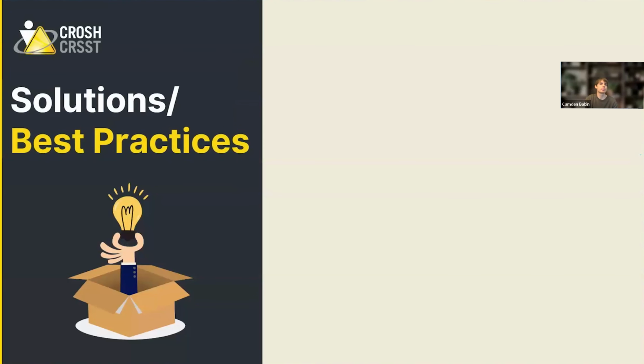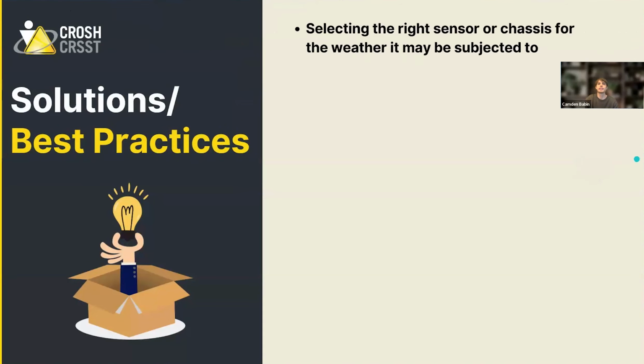So what are some solutions and best practices to help overcome these environmental challenges? This might seem trivial, but selecting the right sensor for the job initially can help avoid these challenges. You have to carefully consider those environmental influences that the sensor might be exposed to, and make sure the sensor can operate under those conditions.